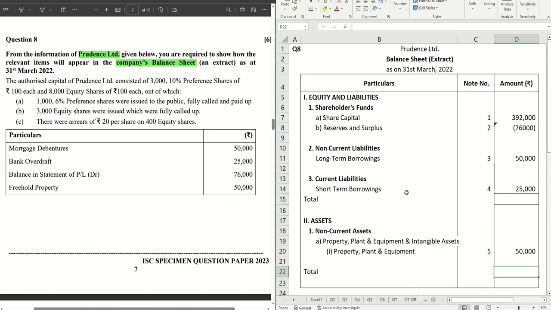I hope this was helpful to understand the concepts of Schedule 3 balance sheet, how to go about it.